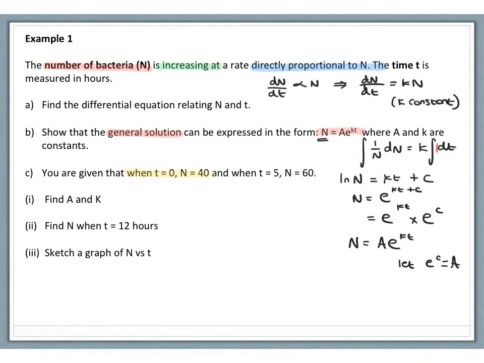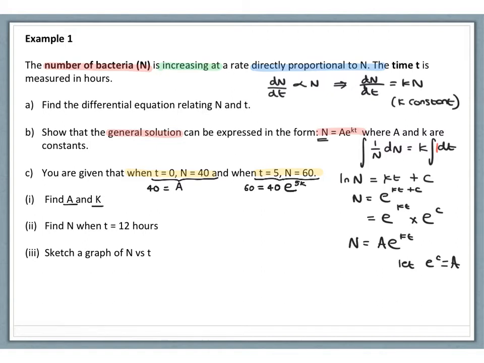When t equals 0, n equals 40, and when t equals 5, n equals 60, because of course there are two unknowns we've got to find, the value of a and the value of k. So let's sub in this first piece of information over here, and this tells us that 40 is equal to a, because e to the power of 0 is just 1. So for this second piece of information, we can now say that 60 is equal to a, which is 40, e to the power of 5k, because t is 5.